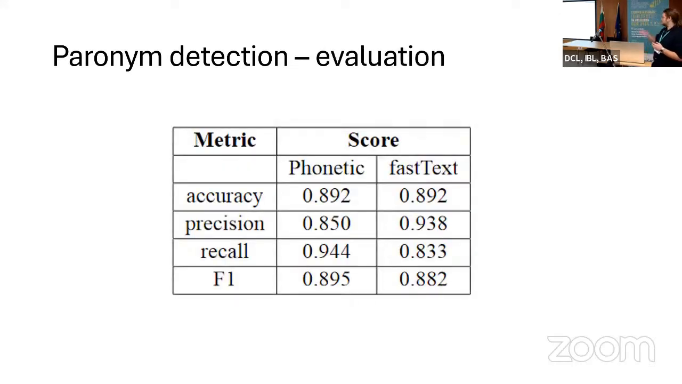In the first column, you can see the results using the accuracy, precision, recall, and F1 metrics. And on the right, we trained the same classifier, but this time with the fast text embeddings. As we can see, on accuracy we have similar results to fast text. Precision is a bit lower for our phonetic embeddings. However, the recall is higher, and the F1 score is a bit higher for our embeddings. So at least for the paronym detection task, our phonetic embeddings perform slightly better than the fast text ones.